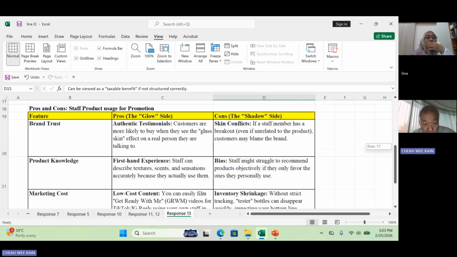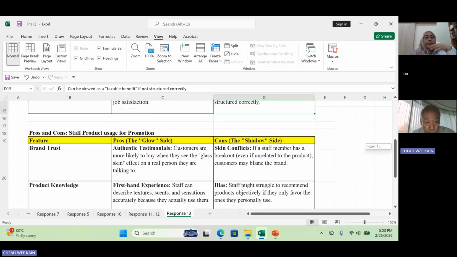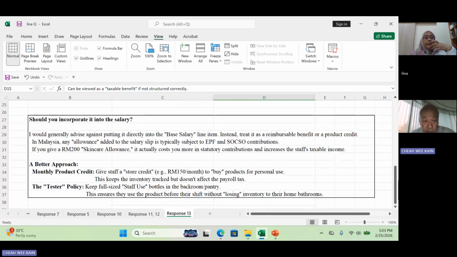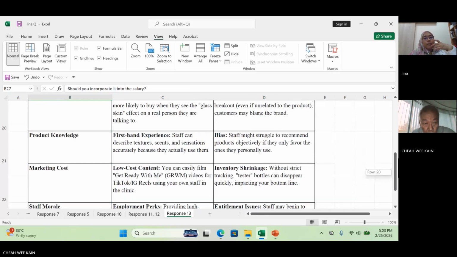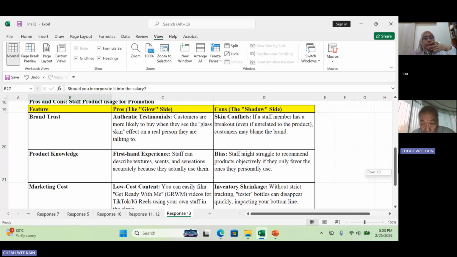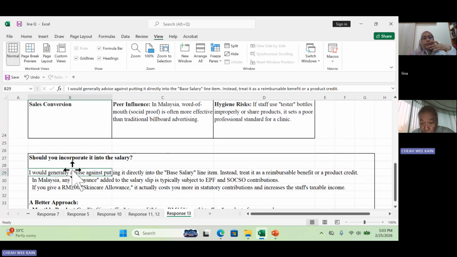I think it's all here: brand knowledge, marketing. Why am I showing this one? Ways to do it. Oh no, this is ways to do it. Marketing cost. Would you incorporate into salary? Hang on, I think I read down here already. Pro and con, star product usage. I would generally advise against putting it directly into the base salary line item. Instead, treat it as a reimbursable benefit or a product credit in Malaysia.